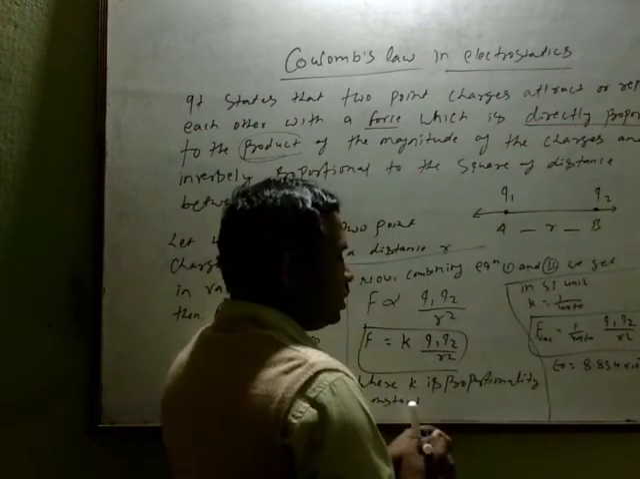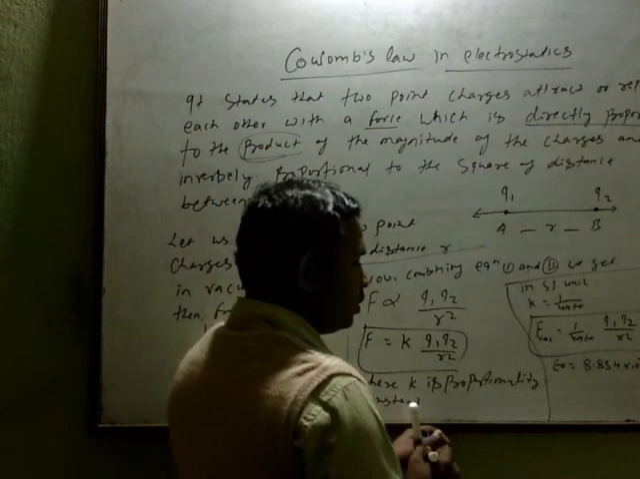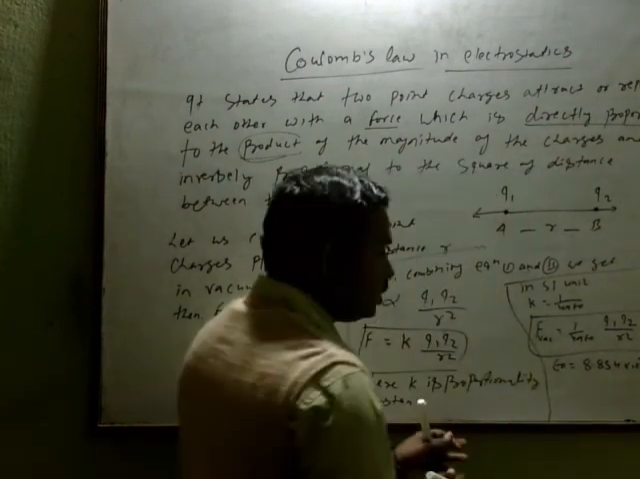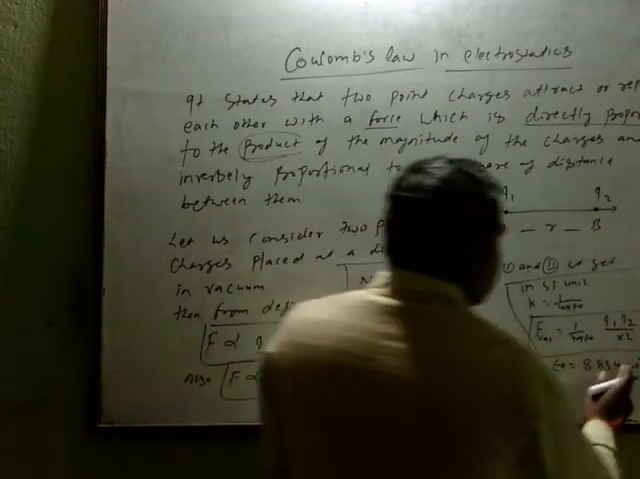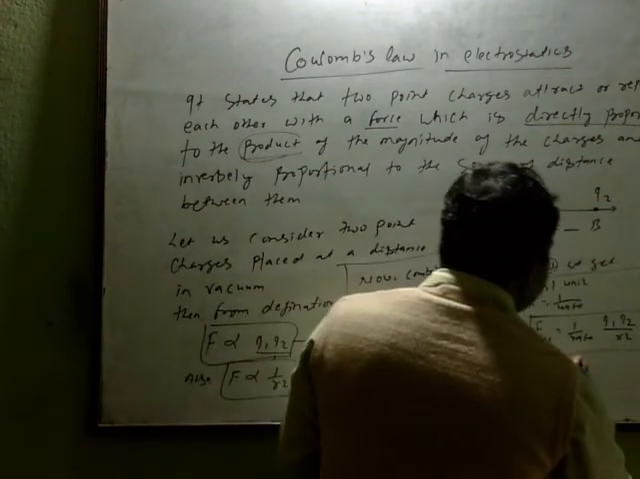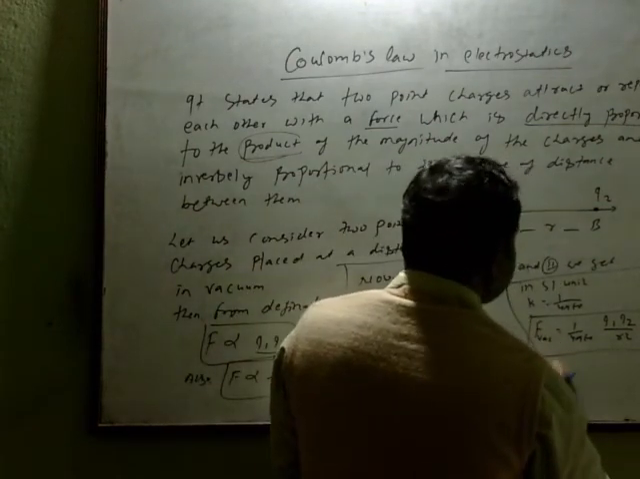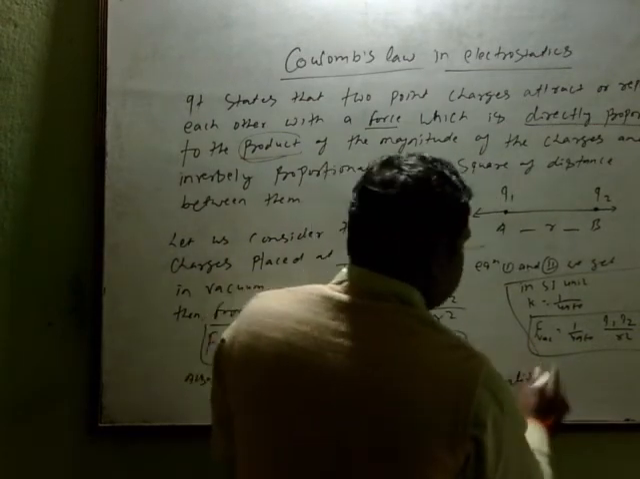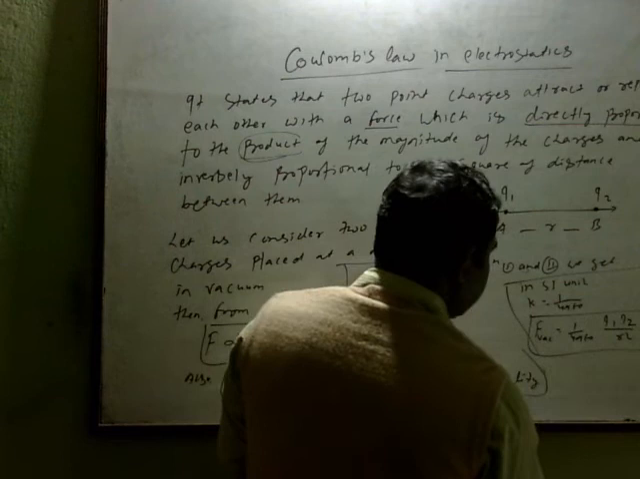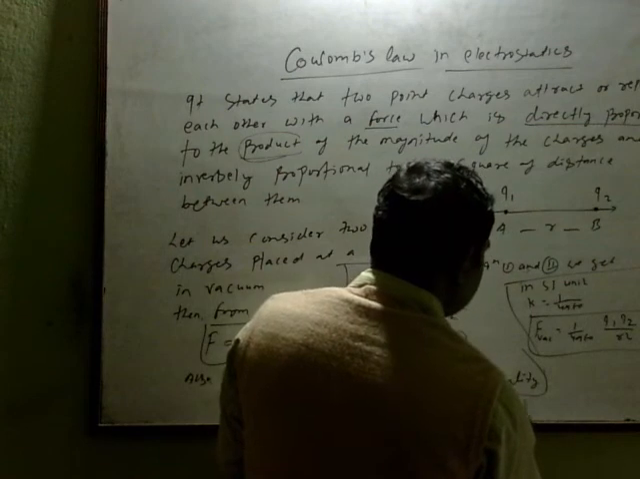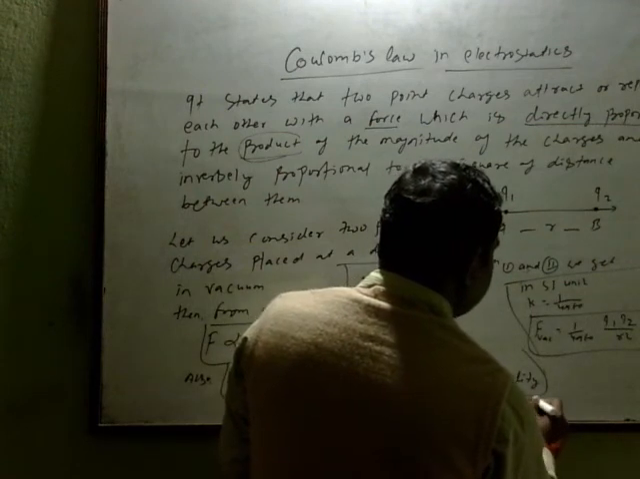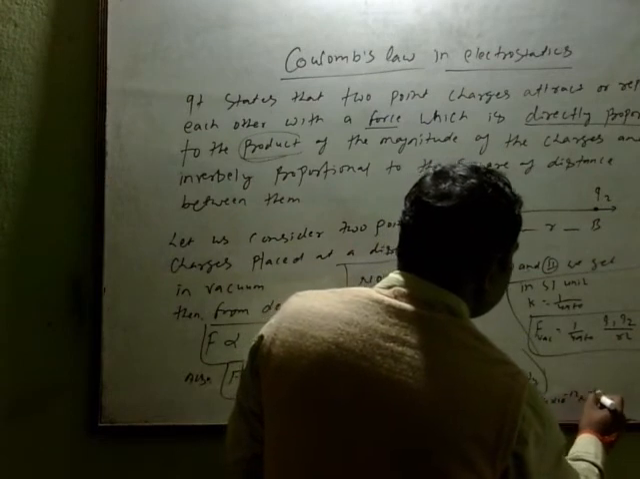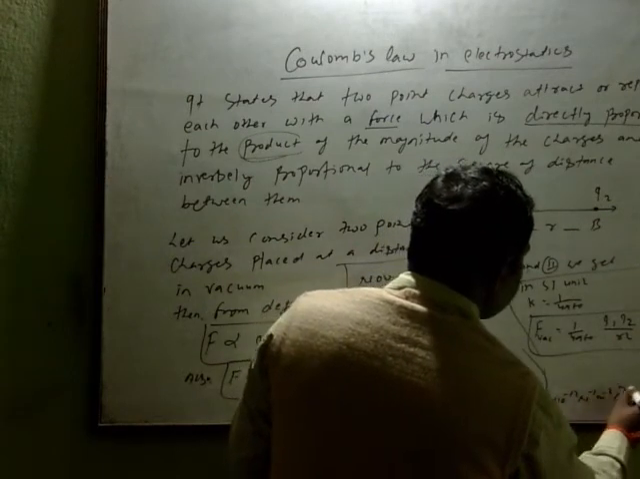Are you able to see? No. Okay, I will write here, no problem. It is also unable to see, so I will erase here and write again. Here you can write. See, yes, I have written epsilon naught equal to 8.854 into 10 to the power minus 12 per Newton per meter square and Coulomb square.